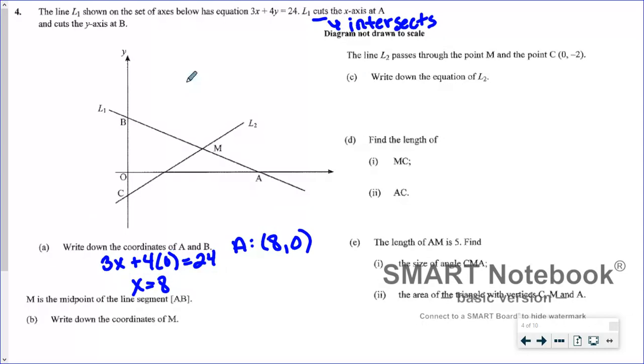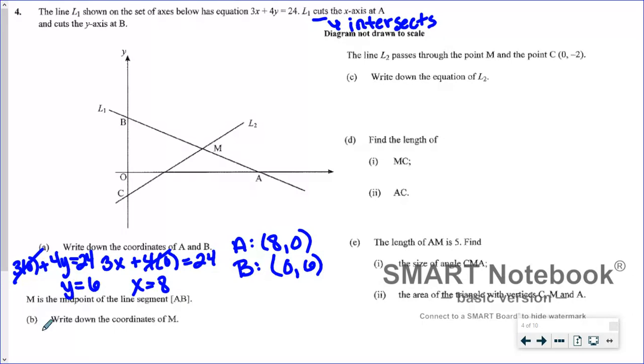Now, similarly, to find a y-intercept, you plug 0 in for x. So we say 3 times 0 plus 4y equals 24. Of course, that first term just becomes 0. We divide both sides by 4, and y equals 6. So point B is (0, 6).